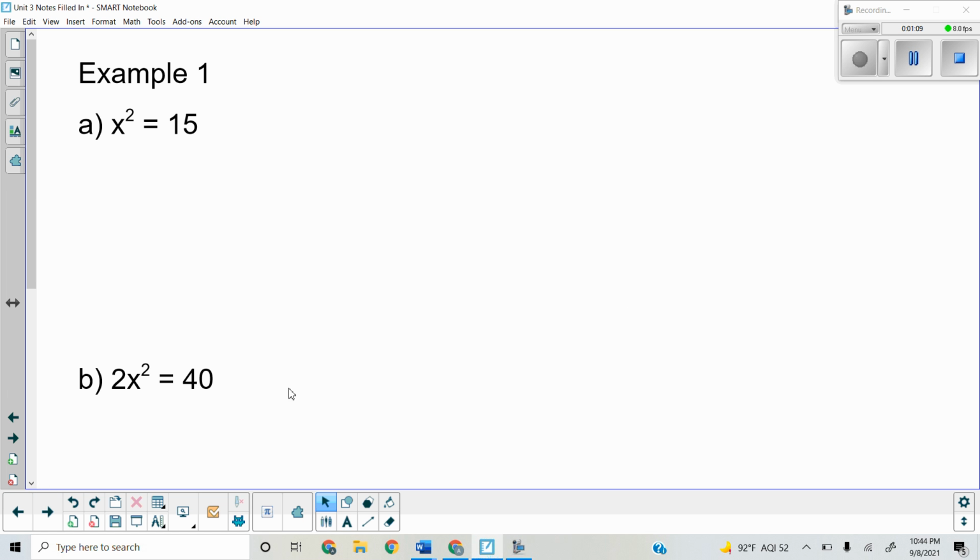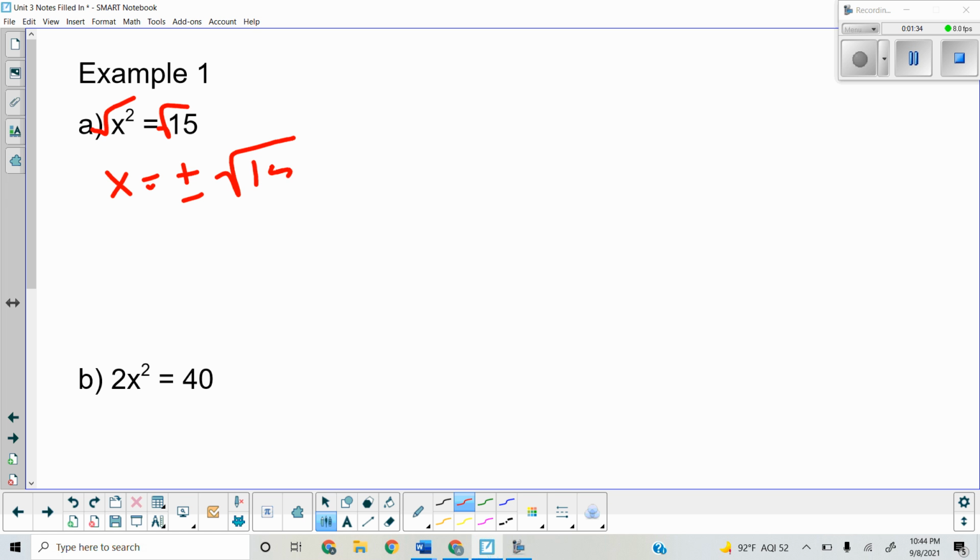So, for example 1, we already have x isolated to one side. So now we have to take the square root of both sides. So that would give us x equals positive negative square root of 15. And that's our answer for that first one.